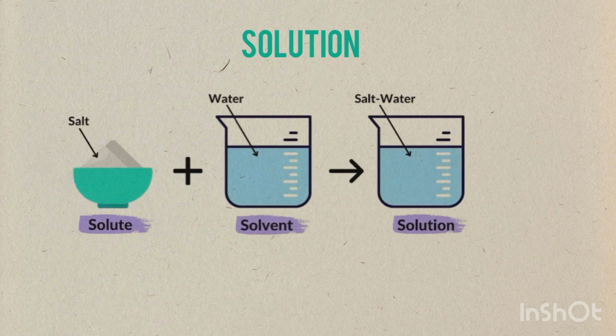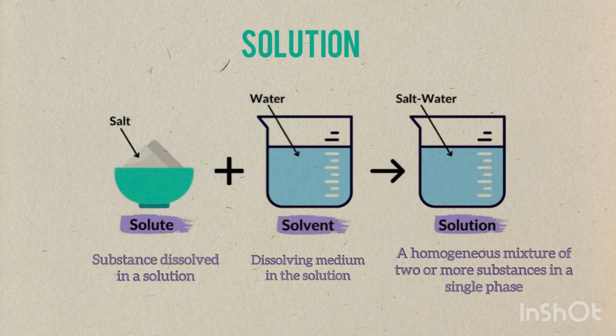First, solutions. A solution is a homogeneous mixture of two or more substances in a single phase. This means that the atoms, molecules, or ions are thoroughly mixed, resulting in a mixture that has the same composition and properties throughout. The two components of solutions are solute and solvent. The solute is the substance dissolved in a solution, and the solvent is the dissolving medium in a solution.